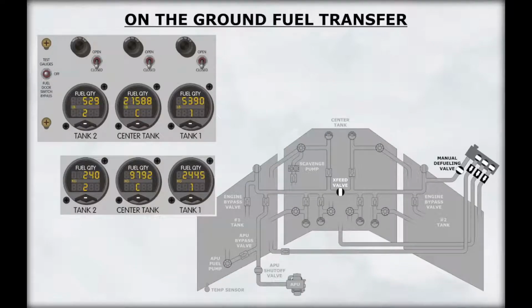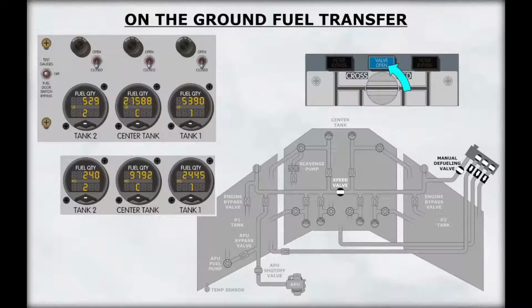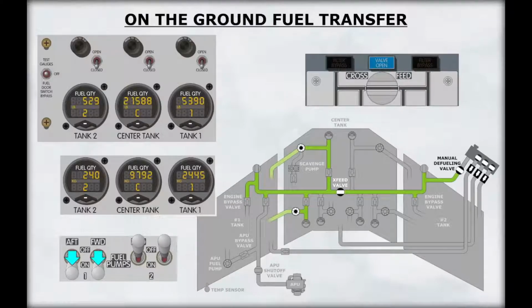Fuel can be transferred between tanks while the airplane is on the ground. Fuel from a wing tank or center tank can be transferred by opening the crossfeed valve and turning on the fuel pumps in the tank with the excess fuel. Opening the manual defueling valve supplies the fuel to the fueling panel area, and this fuel is then redirected into the receiving tank by opening the associated fueling valve.